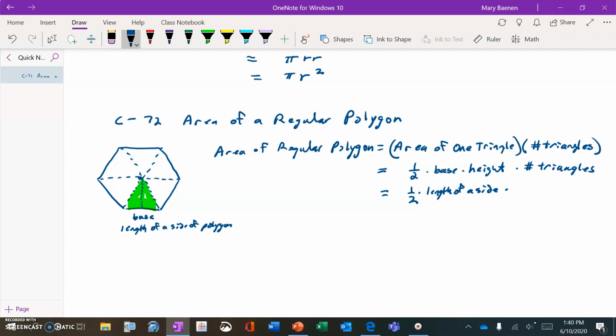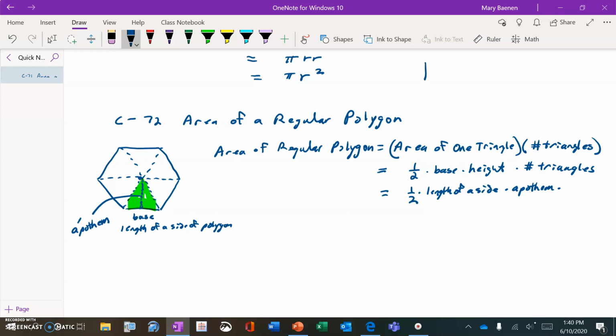The height in here has a special name. It's called apothem. The correct way to say it is apothem, with the accent mark on the A. Many students just call it an apothem. So it's kind of like an opossum or whatever, but they call it an apothem. So the fancy name for the height of a triangle, when I'm talking about a regular polygon, is an apothem. Okay, then times the number of triangles.